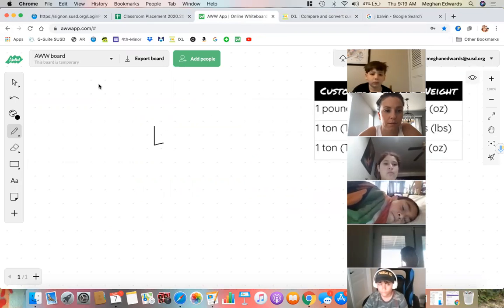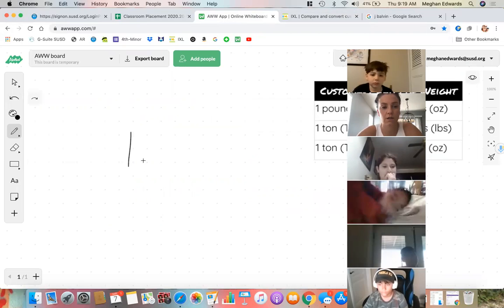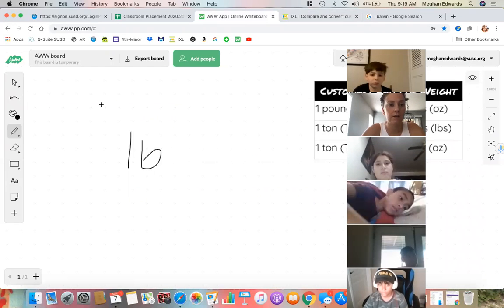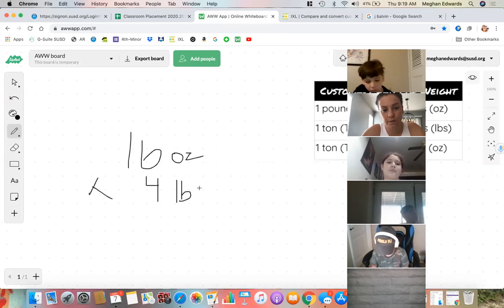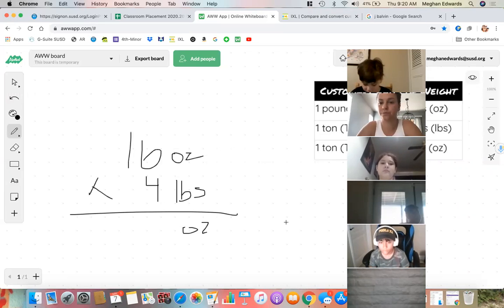They told you 4 pounds. You're converting the 4 pounds, 16 ounces. Sorry, guys, I'm using two whiteboards, so it's very weird. Okay, 16 ounces in a pound multiplied by the 4 pounds that we have. How many ounces is going to be equal to 4 pounds?